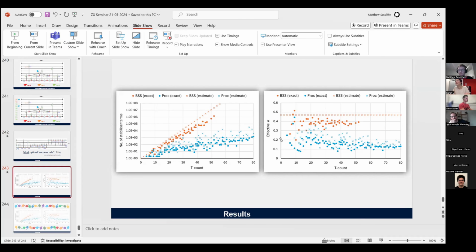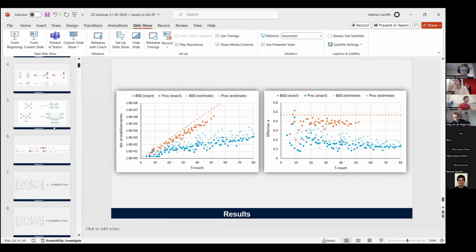Well, since we're here, can I ask? So just now you said the number of stabilizer terms is related to the T count. Sorry, what do you mean? In terms of interpreting the x-axis and the y-axis in this diagram?